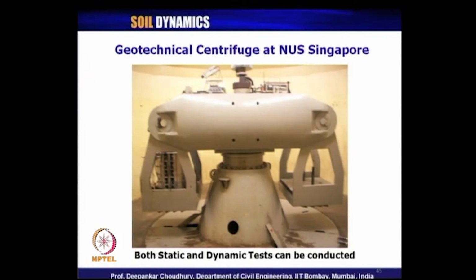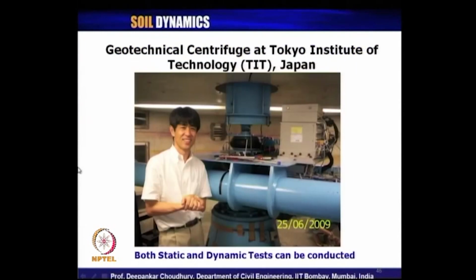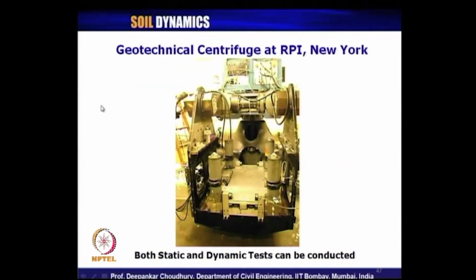Some of them I am listing here for your knowledge. At National University of Singapore, this is their drum type centrifuge, this is the counterweight part, and this is the bucket where the soil sample with container will be placed. So, here they can do the dynamic test as well as the static test. Another facility is at Tokyo Institute of Technology, Tokyo, Japan. They also can do the dynamic geotechnical centrifuge test.